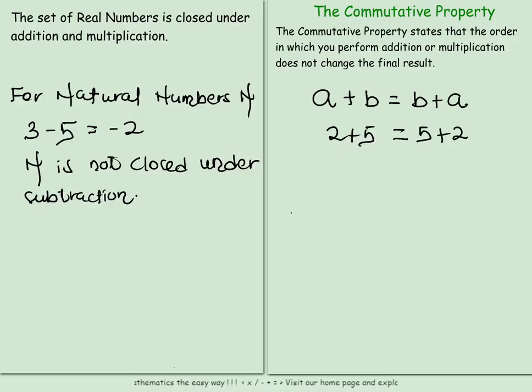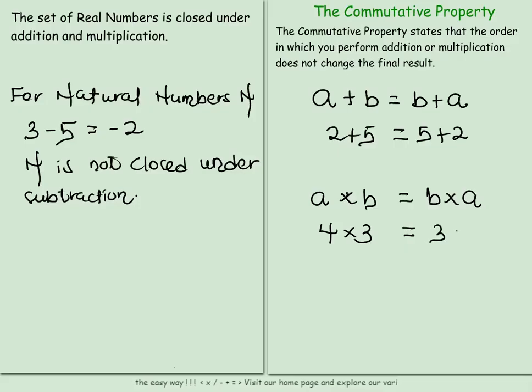What of multiplication? So we have A times B being equal to B times A. Is that true? So we have 4 times 3. The answer it gives us is what? 12. And it's the same answer we would get if we were to evaluate 3 times 4.